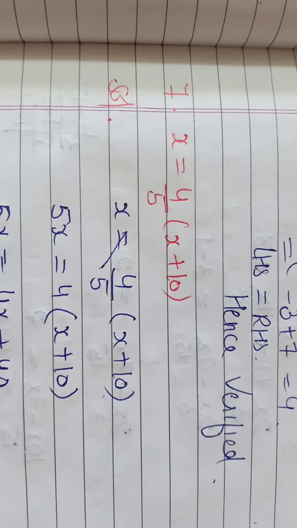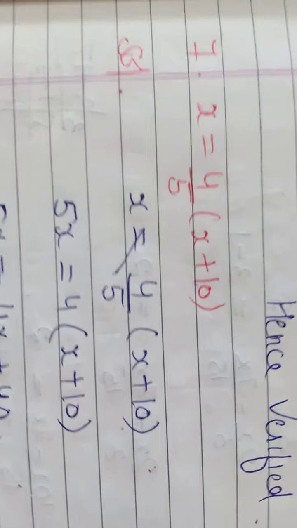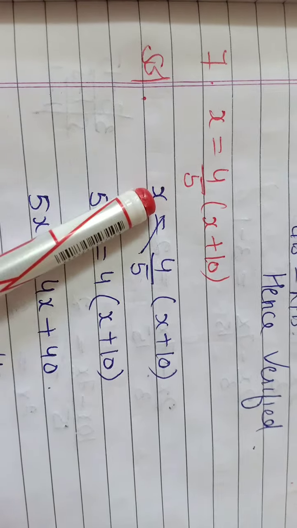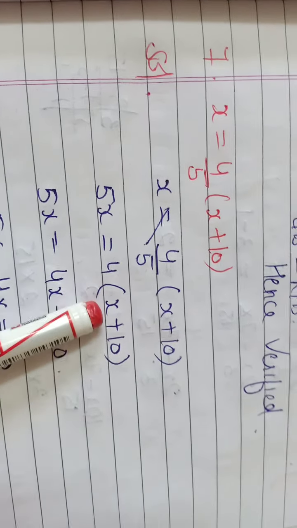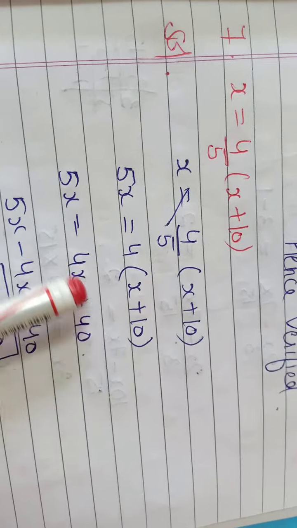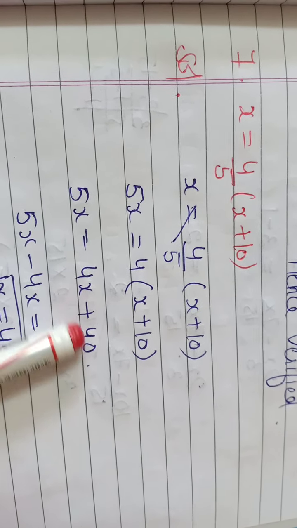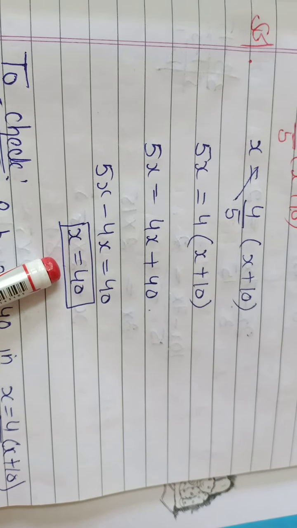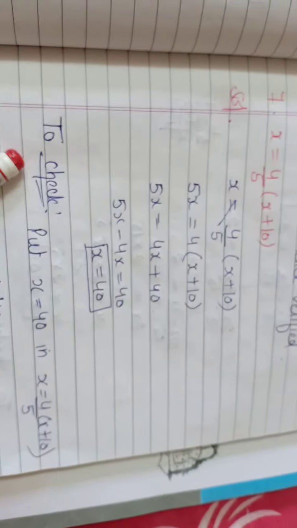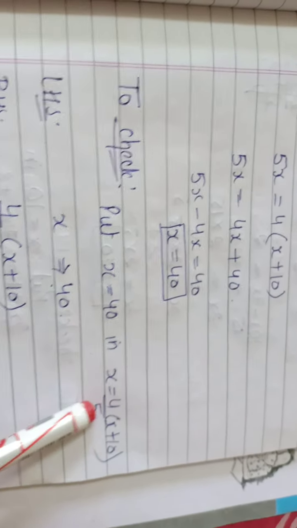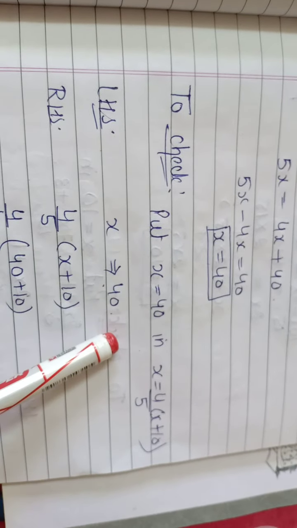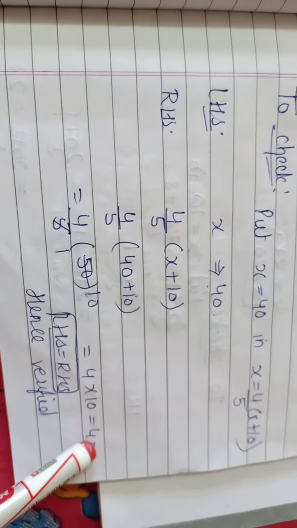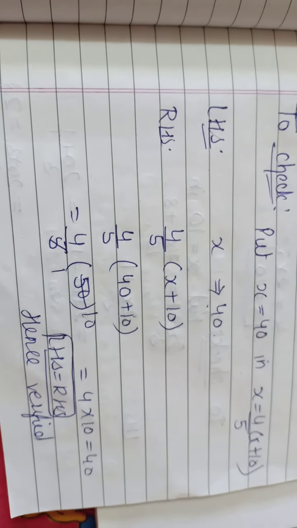Now the next question is x is equal to 4 by 5 into x plus 10. So firstly we have to rearrange the equation. 5 goes to this side. So this becomes 5x is equal to 4 into x plus 10. So now open the bracket. So we get 5x is equal to 4x plus 40. Now rearrange it and get the value of x, that is 40. So now to check, we have to put x is equal to 40 in the given equation. So left hand side is simply x, so x is equal to 40, and on putting right hand side we get also 40. So left hand side is equal to right hand side.